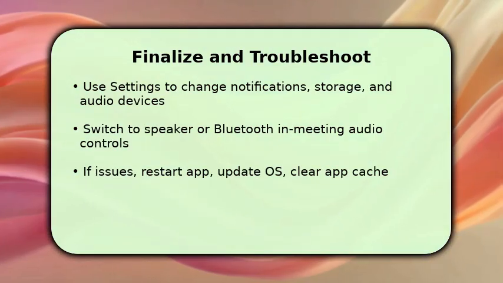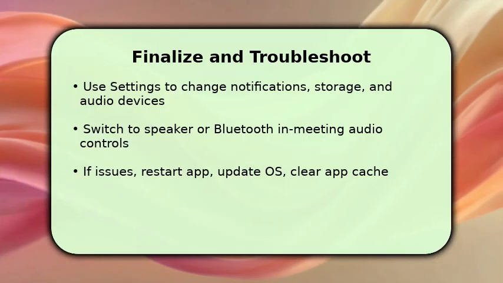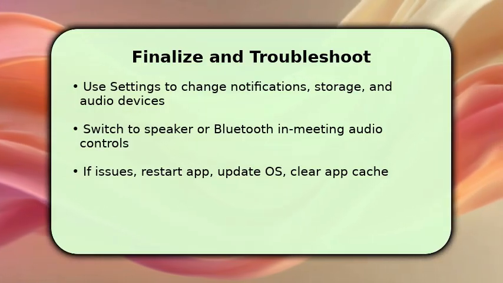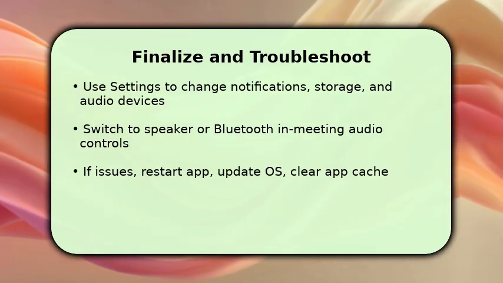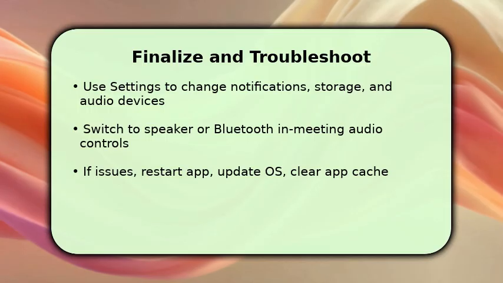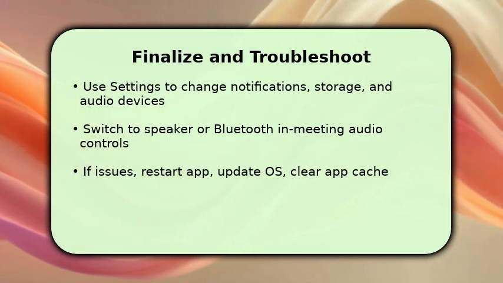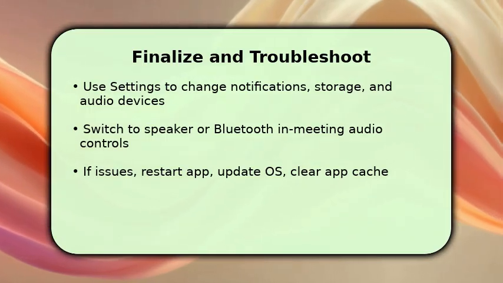Finish by optimizing settings and preparing for common problems. Open settings to set your preferred ringtone, manage app storage, and choose default audio output. Switch to a Bluetooth headset if needed. During a call, tap the More menu to change camera, enable captions, or blur your background for privacy.